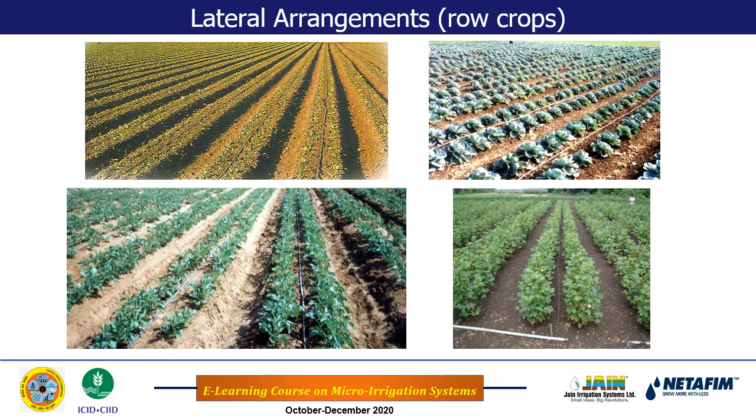Earlier I showed banana, where there was only one lateral per row of the banana plantation. Here there is one lateral for 2 rows of the vegetable crop, so this is called pair row plantation. And for very closely spaced crops such as onion and garlic, we can have one lateral for 4 rows of the crops as well. Depending on the crop geometry, we also have to change the lateral geometry so that we need fewer laterals, and at the same time we apply water efficiently.